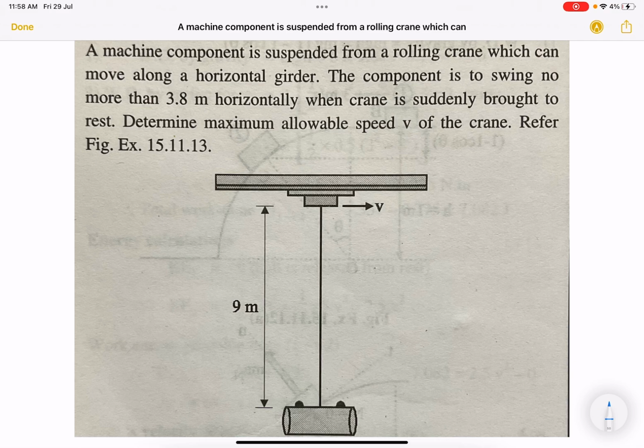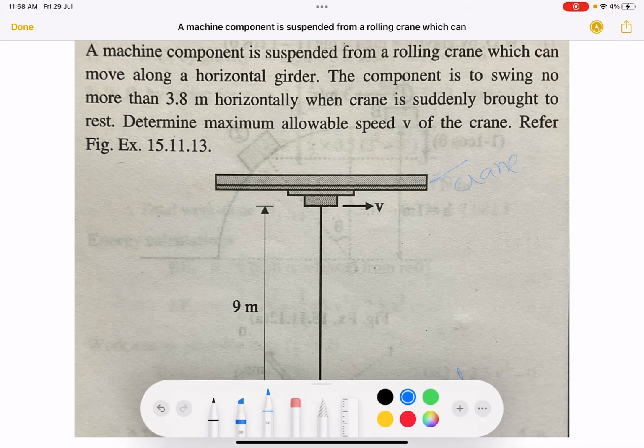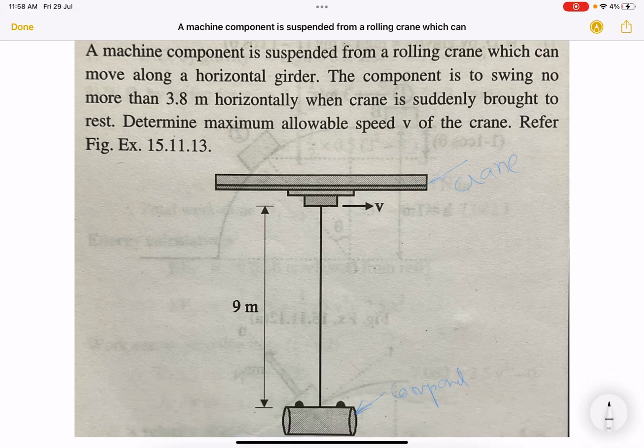Okay, so here is the diagram. What is the component? This is the component, right? And what is the crane? This is the crane. I hope you can see this. It's a little faint, but should be okay. Or should I make it black? Okay, so this is the component, this is the crane.